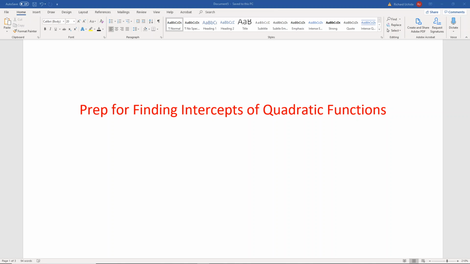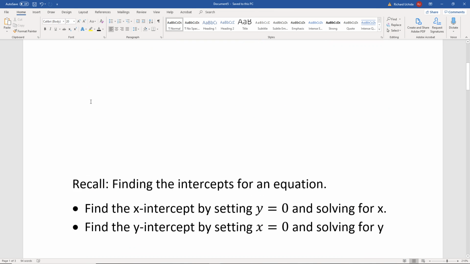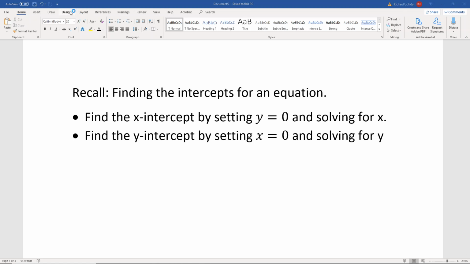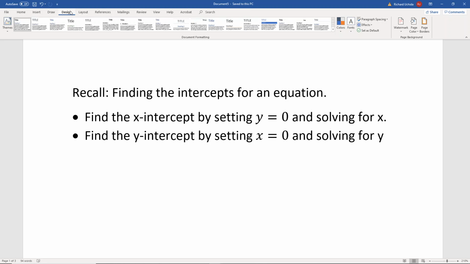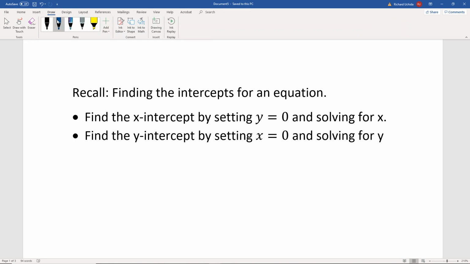The intercepts of quadratic functions. Now, recall that when you're finding the intercepts of an equation, there were two steps. If you're finding the x-intercepts, you would set y equal to 0 and solve for x. And if you're finding the y-intercept, you let x equal 0 and solve for y.